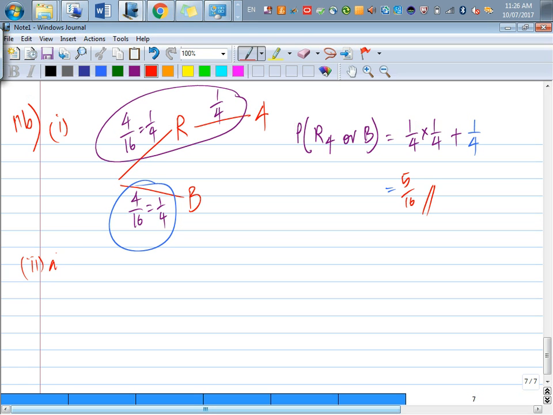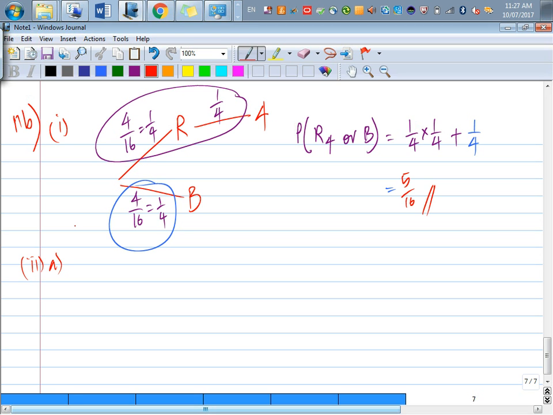Part A, probability that both are yellow. Now, we draw 2 cards at random. They didn't say we are replacing, so I draw a first one. How many cards are left? Left 15 cards. Then you draw another one. Okay, so that is the scenario.